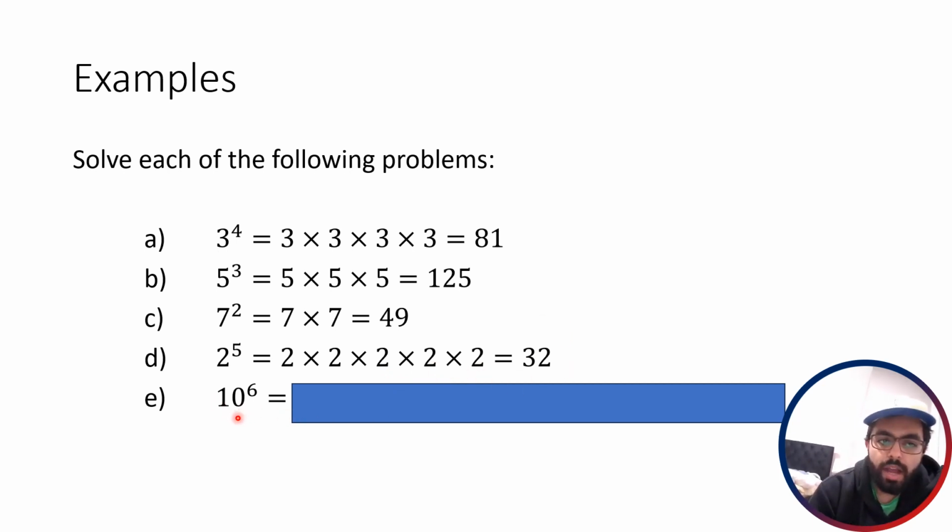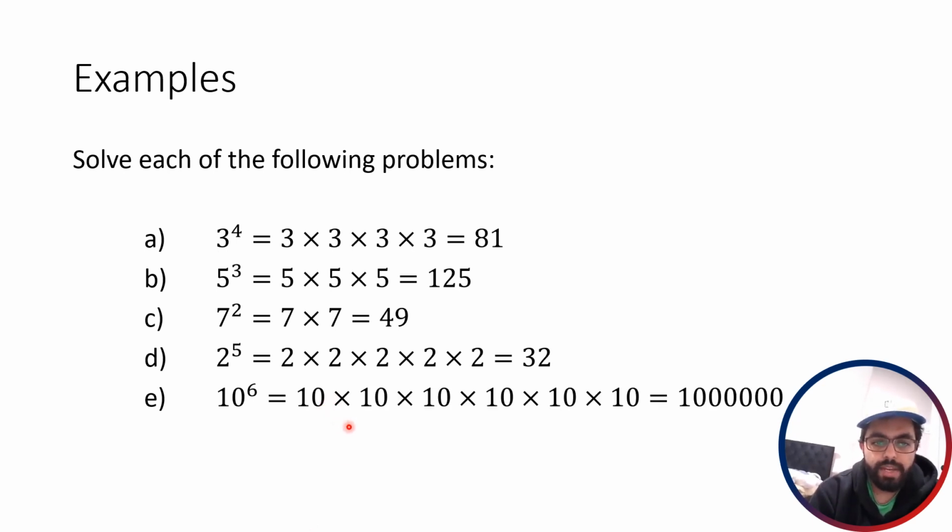And the last one, 10 to the exponent 6, or 10 to the power of 6. That means you're going to be multiplying 10 by itself 6 times. So there's going to be 6 10's, all with multiplication signs in between them. So we get 10 times 10 times 10 times 10 times 10 times 10. Basically we're just adding a whole bunch of zeros, but 10 times 10 is 100, times 10 is 1,000, times 10 is 10,000, times 10 is 100,000, times 10 is 1,000,000. So 10 to the exponent 6, or 10 to the power of 6, is 1,000,000.